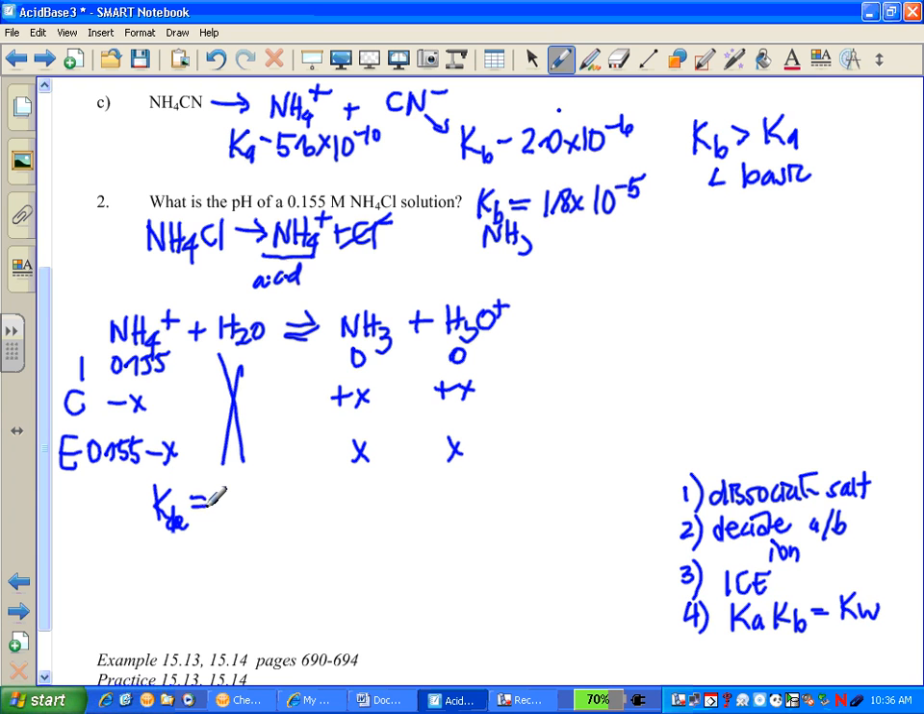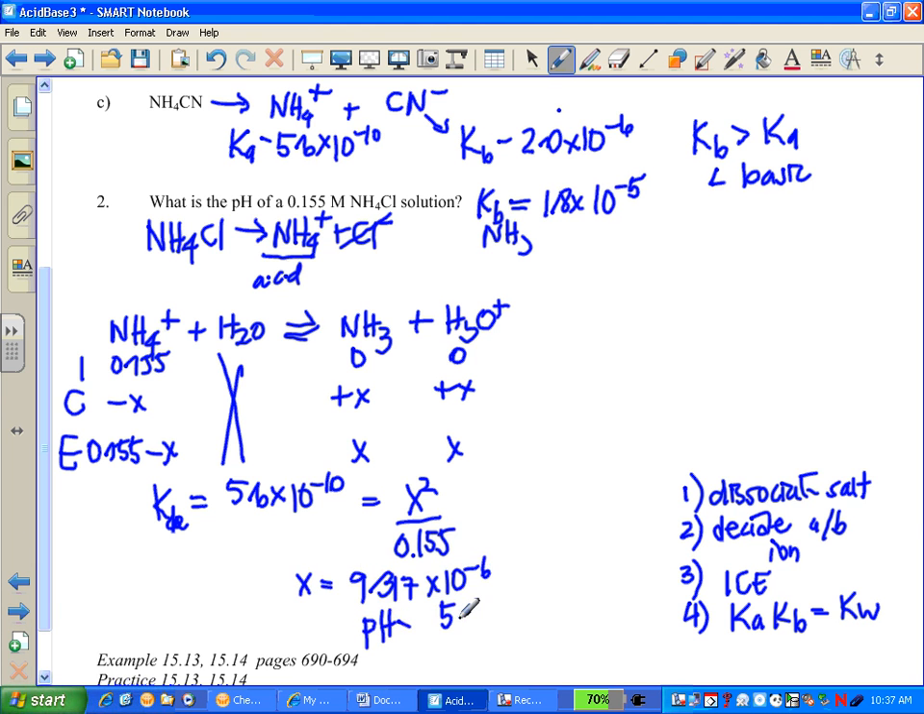So in this case, Ka is equal to 5.6 times 10 to the negative 10. Okay, and that's equal to x squared over 0.155. I can make the assumption because that's very, very small. I can now solve for x. It's 9.317 times 10 to the negative 6. And I can then find the pH directly. And I find that it's 5.031.